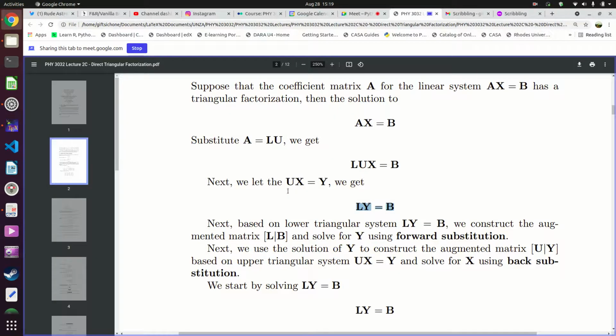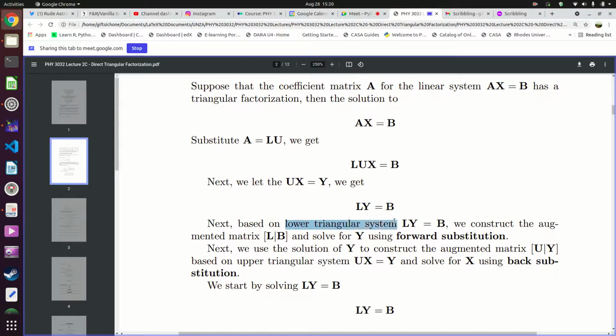So here we're saying we let UX be equal to Y, right? Then when you do the substitution, you have L multiplied by Y equals B. Now this Y and this X are just column matrices of unknowns. This one is a lower triangular matrix, so this is basically a lower triangular system, a lower triangular matrix times a column of unknowns equals B.